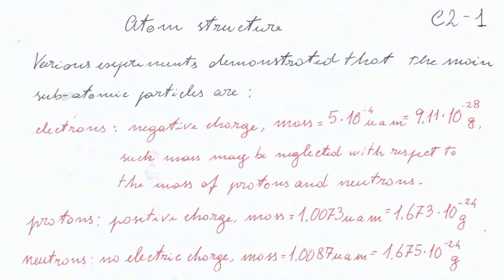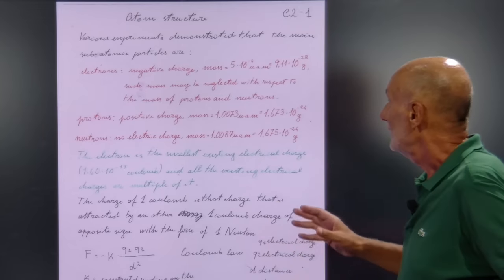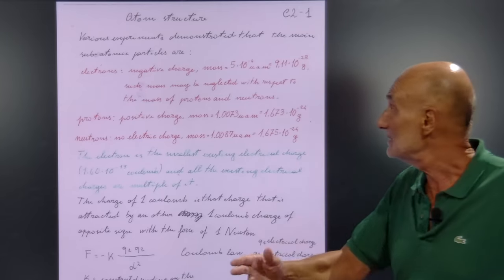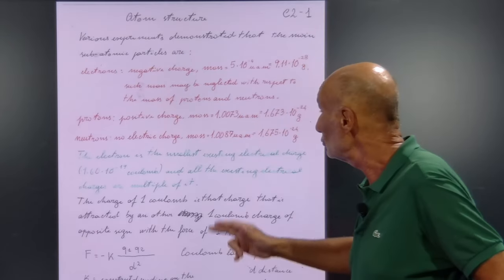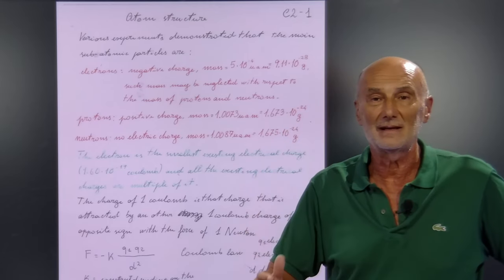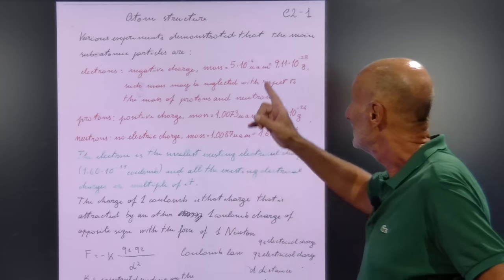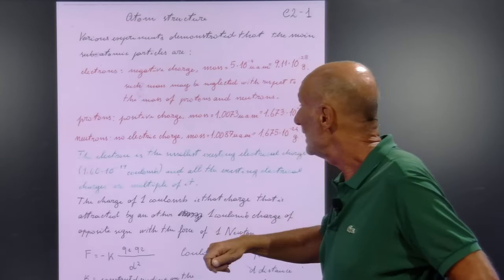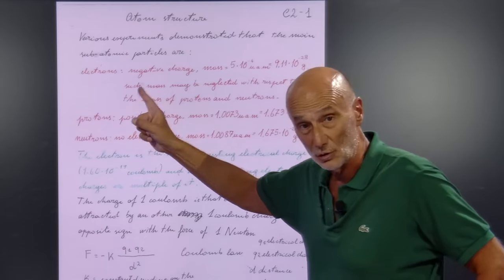And neutrons have no electrical charge and exhibit a mass of 1.0087 unit atom mass, which is equal to 1.675 per 10 at minus 24 grams. First of all, I would like to say that it has been man who has ascribed negative charge to electrons and positive charge to protons. It could have been exactly the opposite. But man has chosen that negative charge is ascribed to electrons and positive charge to protons.